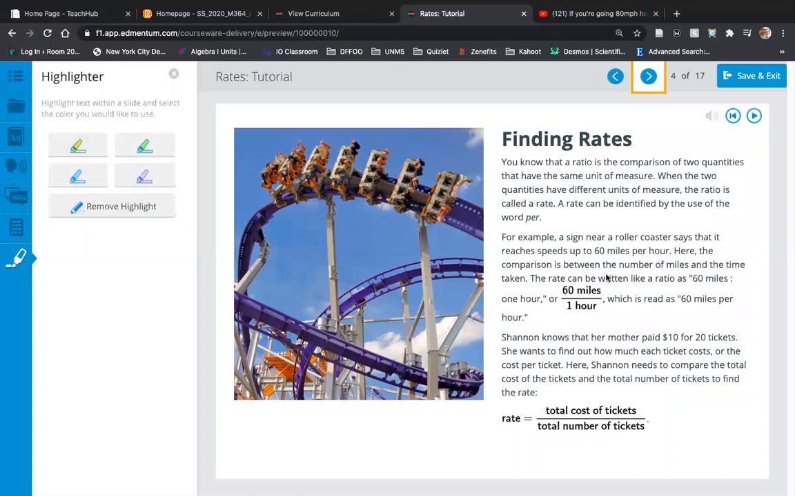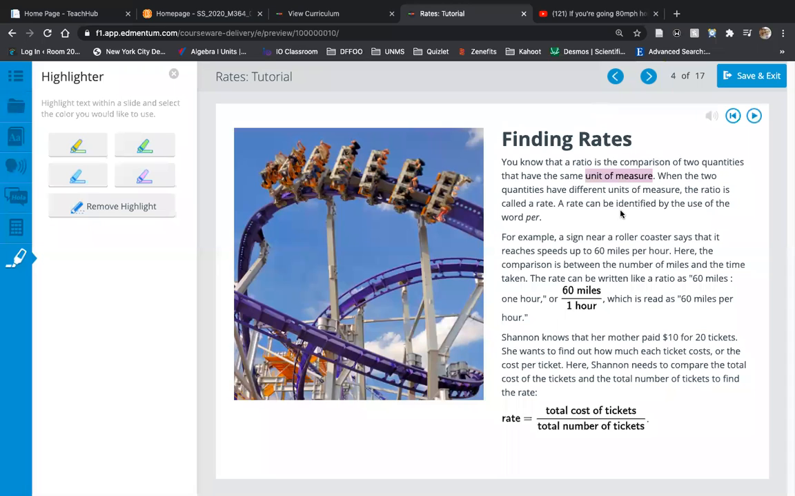So it says here that we know that a ratio is the comparison of two quantities that have the same unit of measure. Remember, that's what we did yesterday. We were talking about those part-to-part ratios where we were comparing cups of apples or cups of pears. So that's comparing quantities that have the same unit of measure, right? But it's saying when the two quantities have a different unit, we call it the ratio of rates.